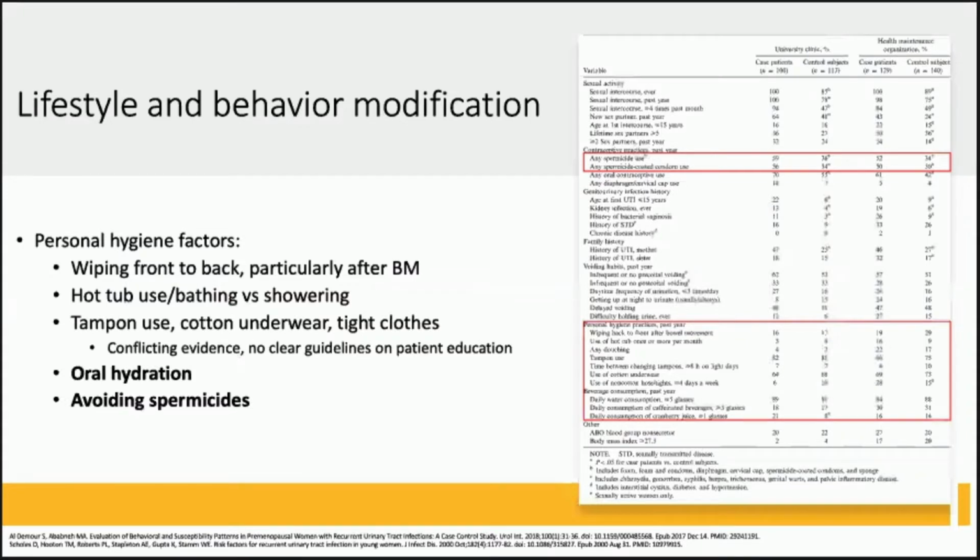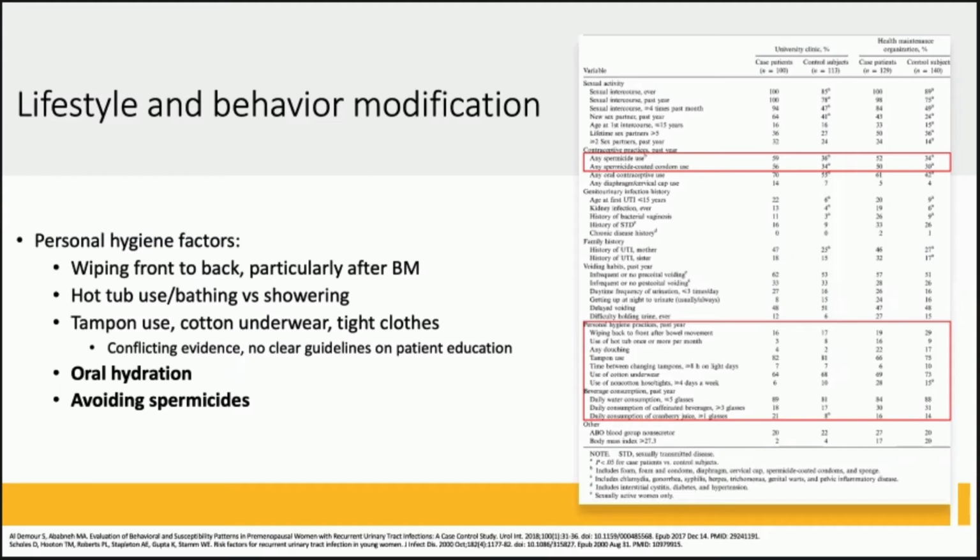So when patients are referred for recurrent urinary tract infections, more often than not we recommend that they adopt some lifestyle changes and behavioral modifications, usually centered around personal hygiene and previously identified factors like wiping front to back after a bowel movement, avoiding hot tubs, baths, using tampons instead of pads, and cotton underwear, as well as avoiding tight clothing.